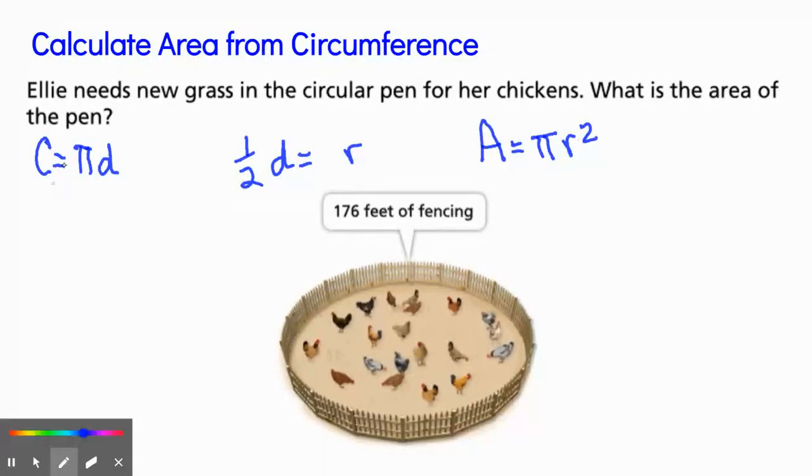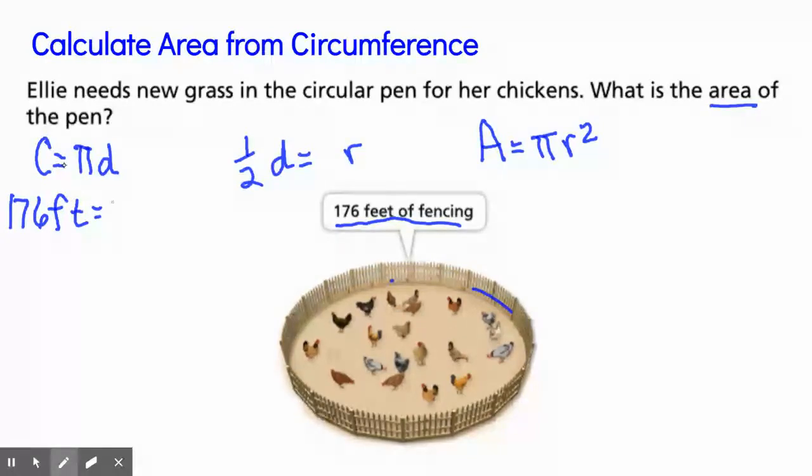So I'm going to go back and I'm going to use my circumference first. She needs new grass and a circular pen for her chickens. What is the area? Area is my goal, but what do I have to start with? Well, all they've given me is the circumference. This fencing is all the way around the circle, so all I have is the circumference. My circumference is 176 feet. I always know pi. My unknown is my diameter, so I need to isolate d.